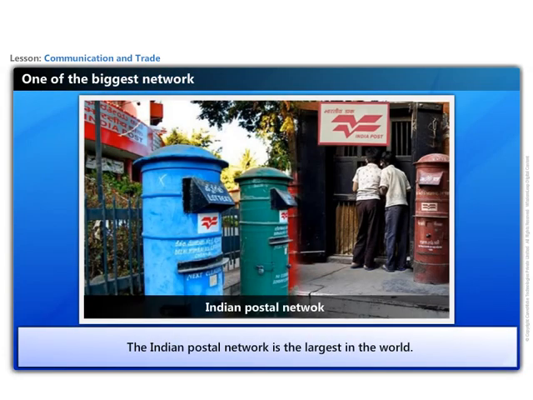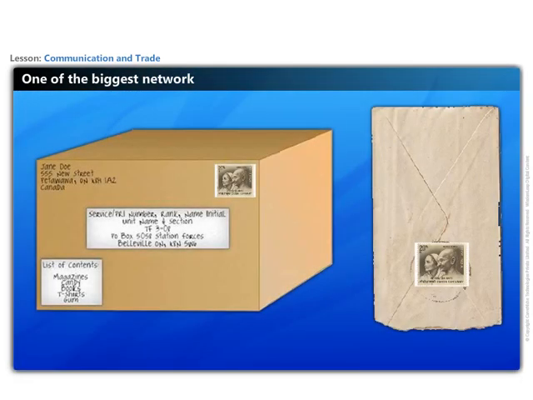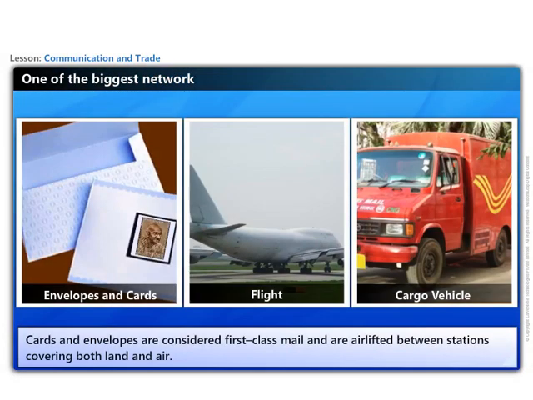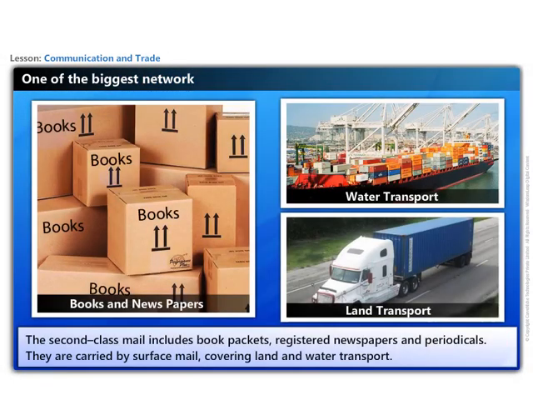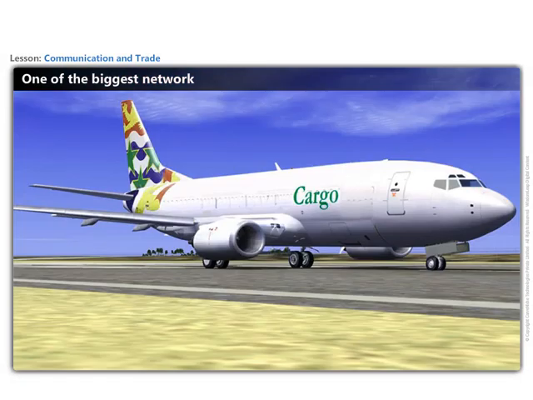Do you know that the Indian Postal Network is the largest in the world? It handles parcels as well as personal written communications. Cards and envelopes are considered first-class mail and are airlifted between stations covering both land and air. The second-class mail includes book packets, registered newspapers and periodicals. They are carried by surface mail covering land and water transport. However, there is an option to choose the category and send emergency mails through air.